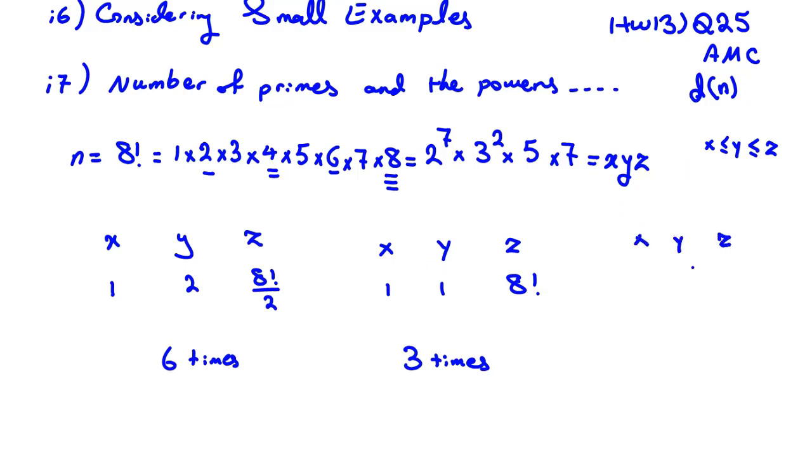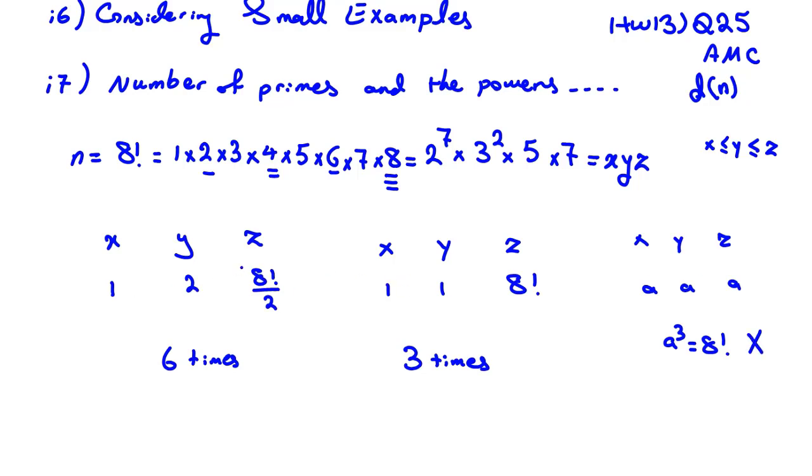If three of them are equal, then it is a. So a cubed should be 8 factorial. Is it possible? No, because then 8 factorial should be a perfect cube, but the power of, for example, 2 is 7. It's not a perfect cube. So we don't have this case, we have only these two cases.